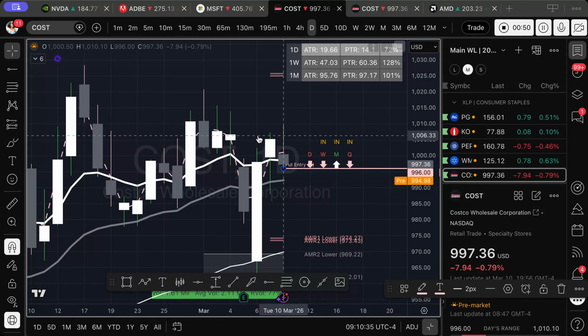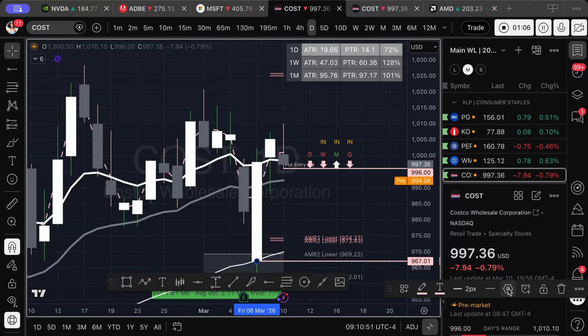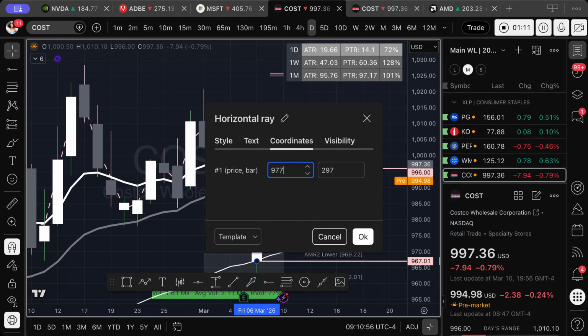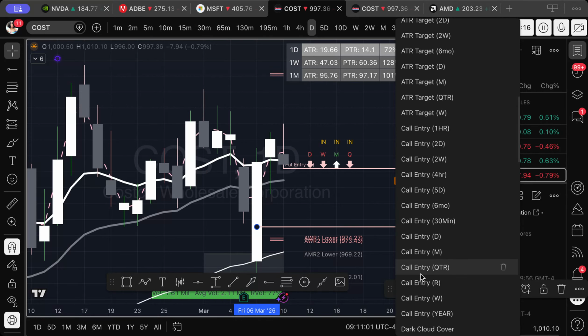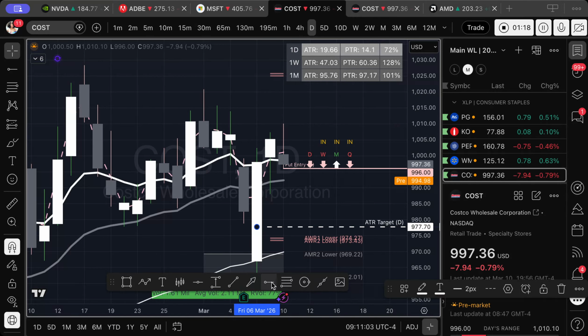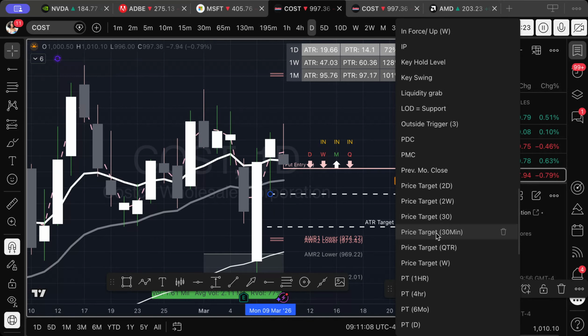So we have our put entry. We found it on the daily time frame, so we have to label it as such. And while we're here, let's go ahead and figure out our magnitude. 977.70. Let's do that again. So this will be our ATR target. And let's pull out our price target, which is essentially areas that you consider taking profit.